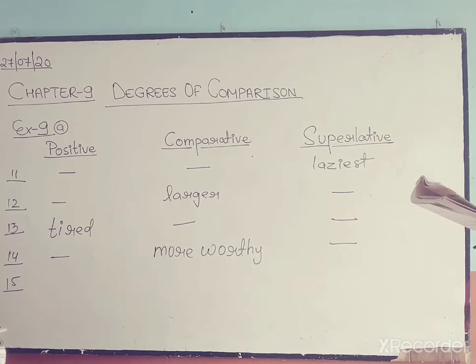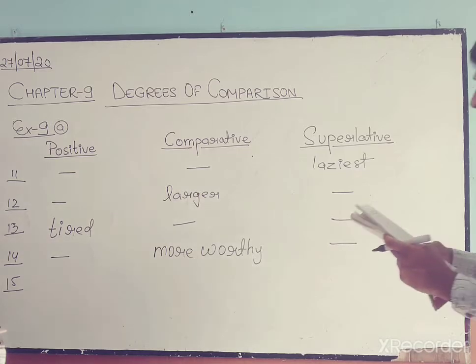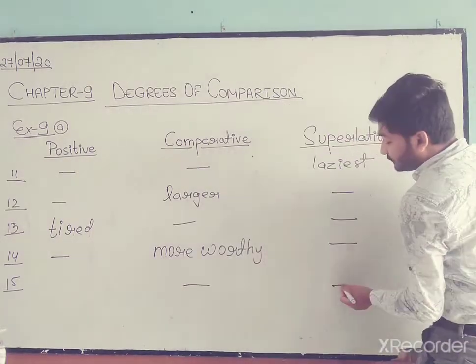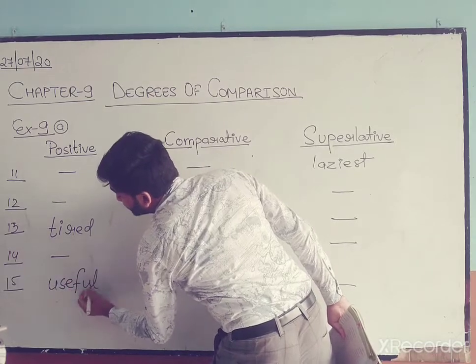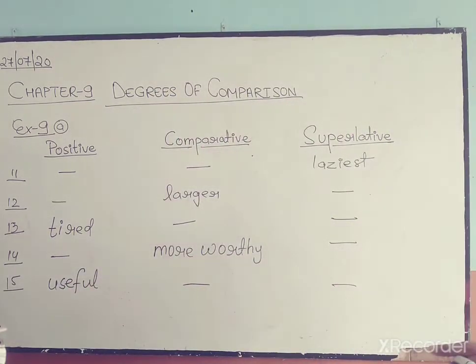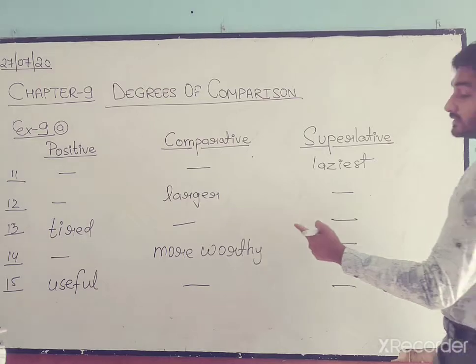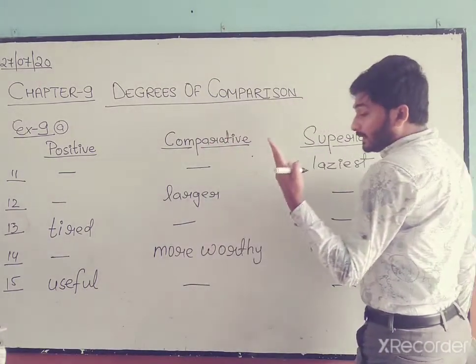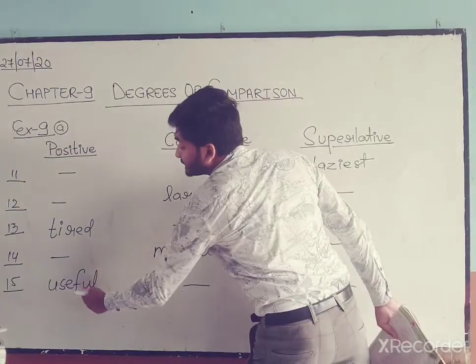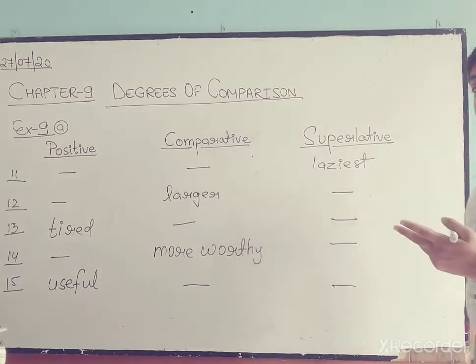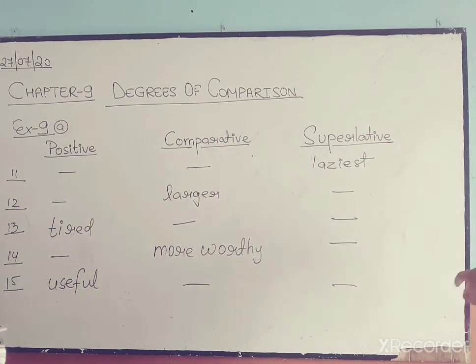Number 15, we have comparative and superlative, which are more useful and most useful. That means positive will be useful. Why have we added more and most in comparative and superlative? Because these two words have two vowel sounds. Useful, two vowel sounds. More than one syllable.